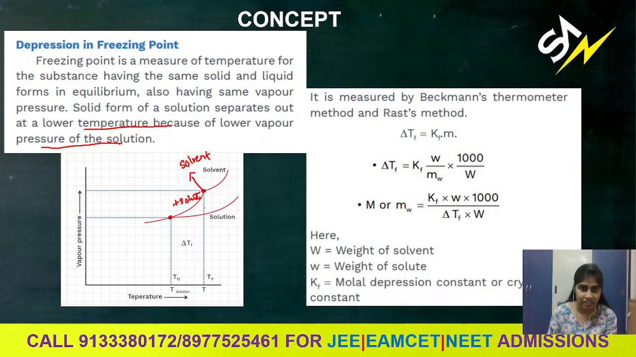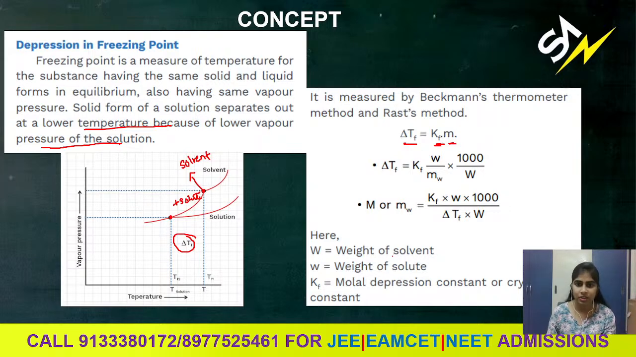See here, this is the solution freezing point. This solution freezing point will be decreased. That is given by this colligative property, depression in freezing point, denoted by delta Tf. You can see this is also directly proportional to its molality. Here this is equated by the constant Kf.